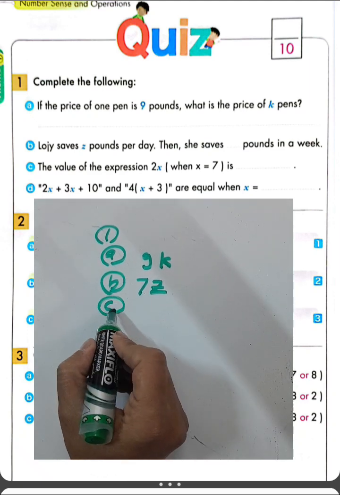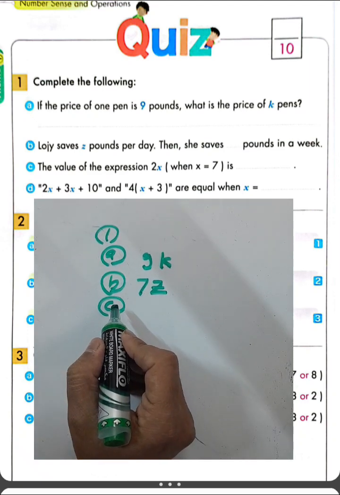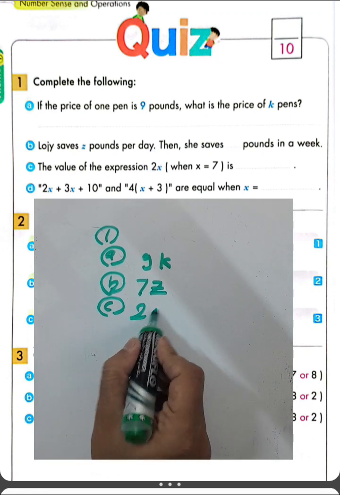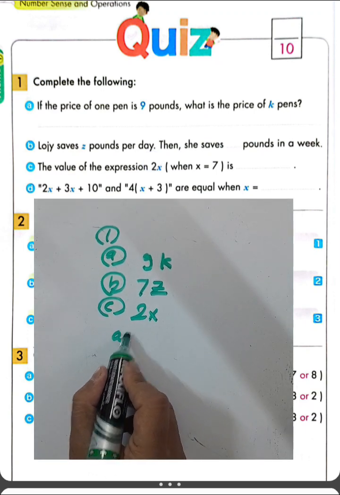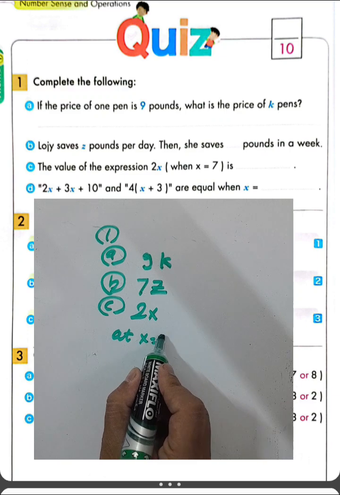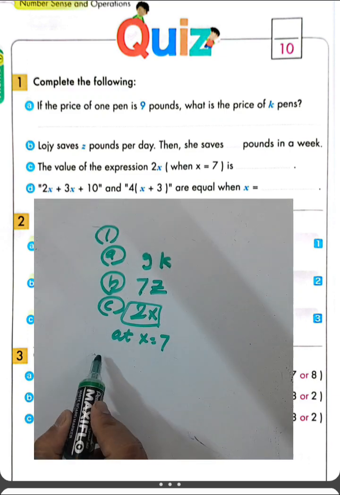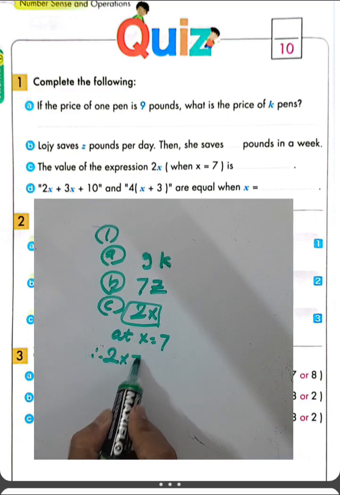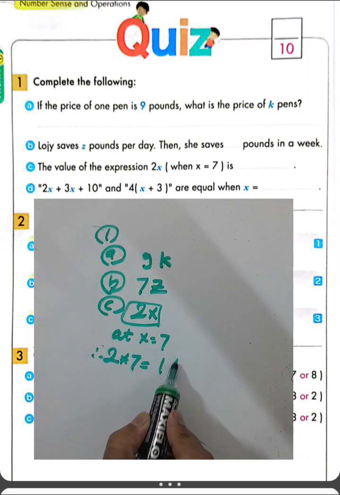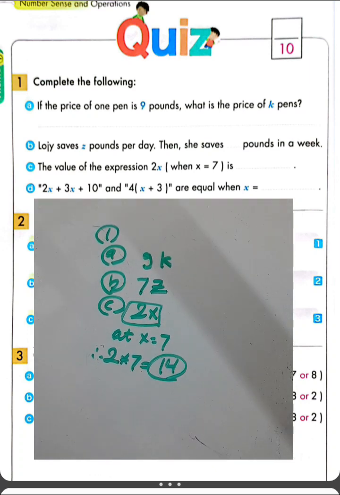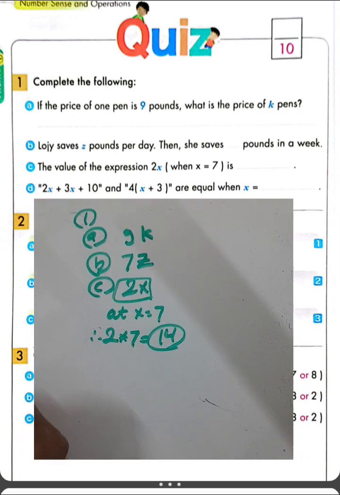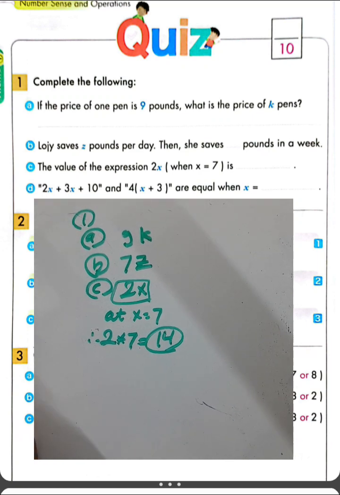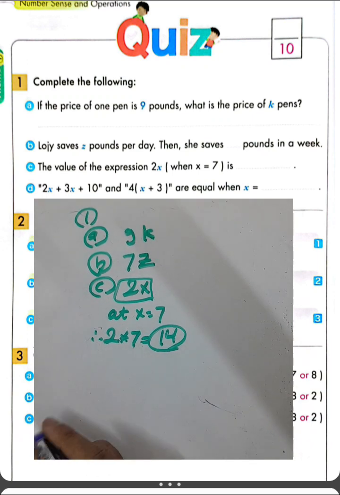Question letter C: the value of the expression 2x when x equals 7. We can find the value of this expression: 2 times the value of x, 7. 2 times 7 will be equal to 14. The result here will be 14. Okay, letter D.